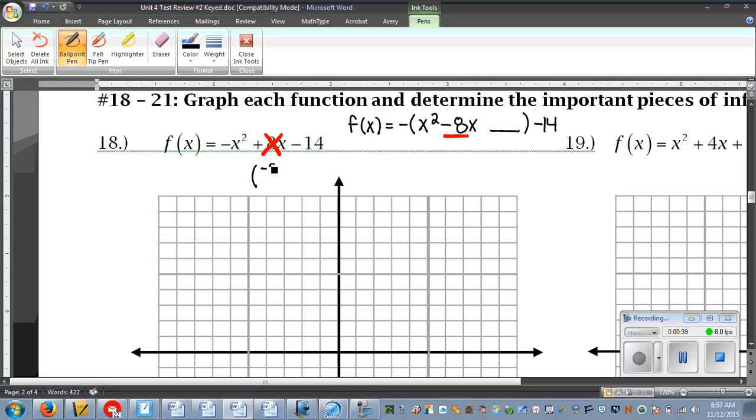I take half of -8 and square it, which gives me -4, and when I square that, I get a positive 16. Before I put the opposite outside, I need to multiply 16 with the -1 in front, and I will end up with -16. So the opposite of that number is positive 16.